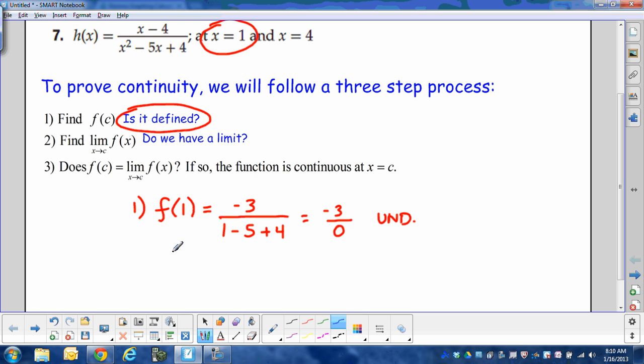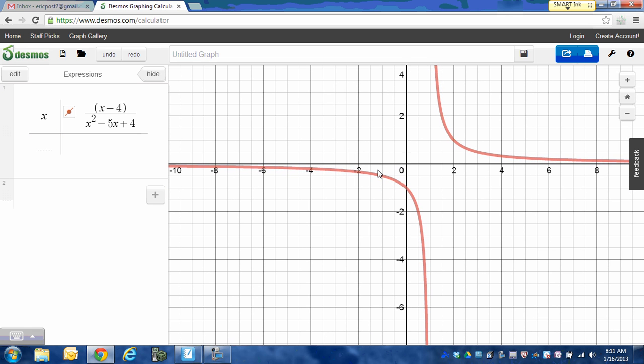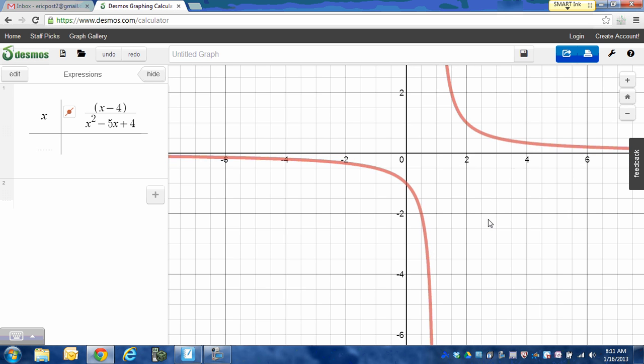Step 2 is going to require me to find the limit. So I'm going to take the limit as x approaches 1. Now, we are going to look from a graphical standpoint. We're not going to really use algebra to figure out what the limit is. You can, but my students right now are not quite there yet. So we're going to use a graph and a table to help figure out what the limit is as x approaches 1. I'm going to graph this function, and you can see that graph right here.